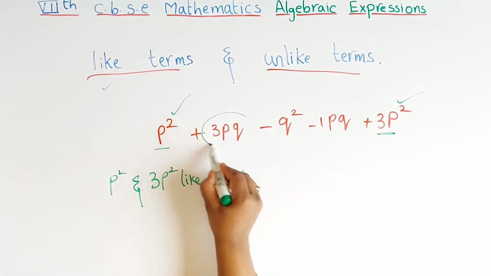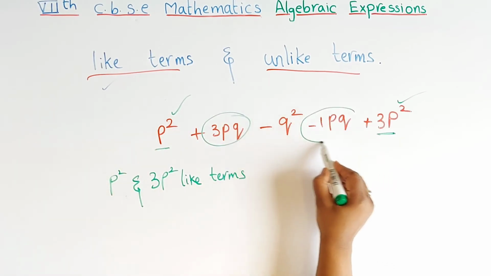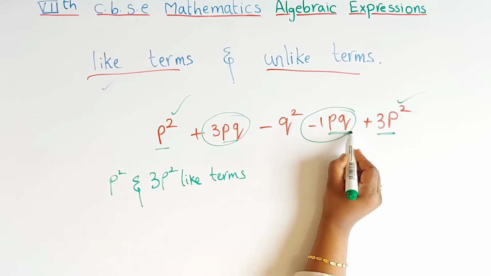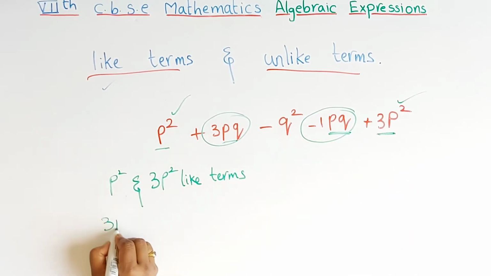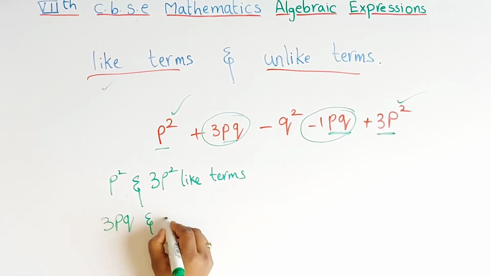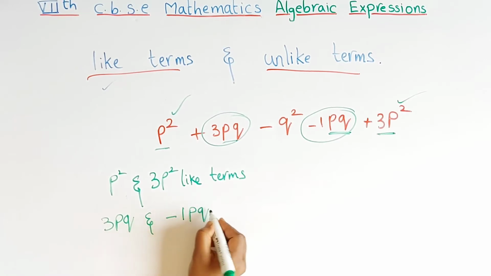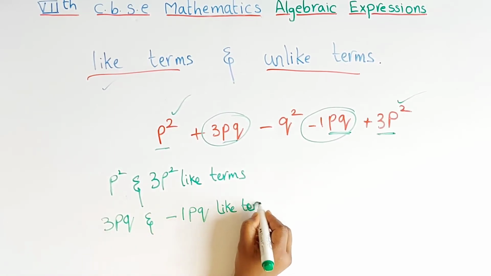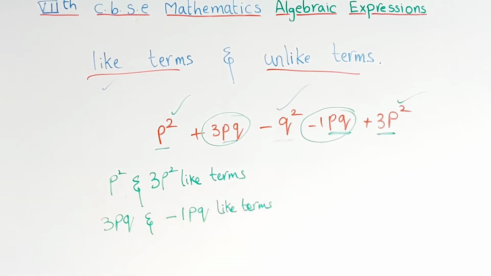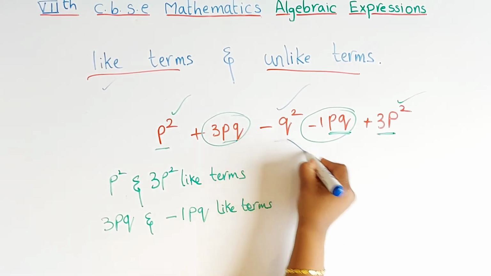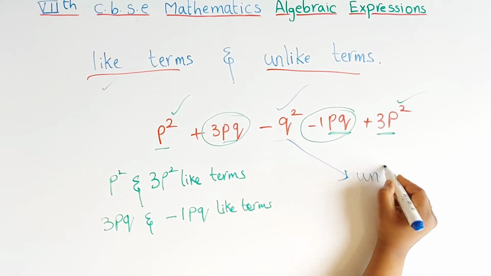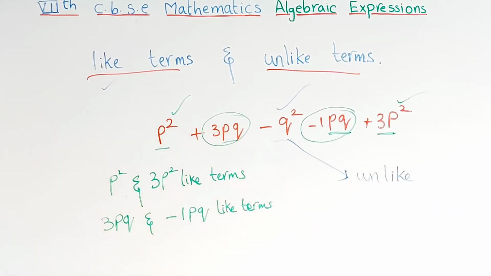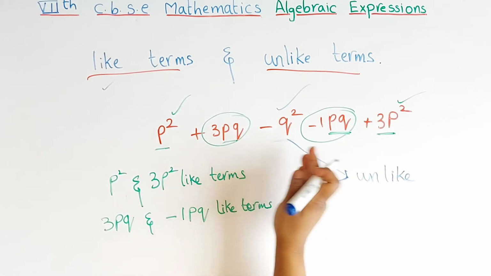Now see 3pq and minus 1pq. Here also we have pq, here also we have pq. So we can say 3pq and minus 1pq are like terms. Here minus q square is the only unlike term, children, because there is no such term here with the factors q square.